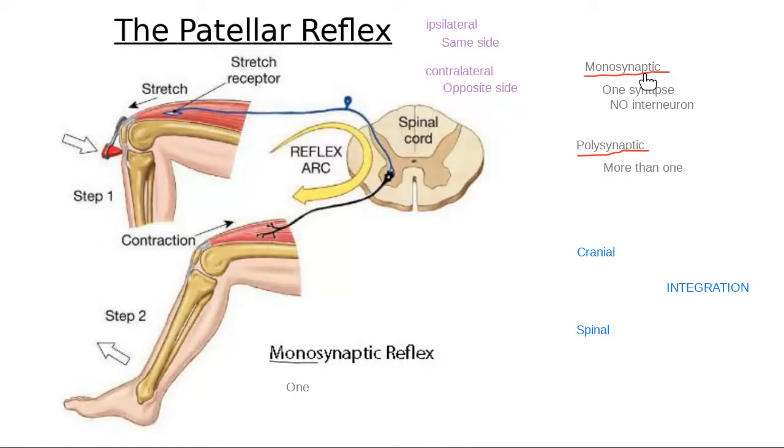Monosynaptic means that I have one synapse, one place where neurons talk to each other. Notice in this reflex, here's my sensory neuron. My sensory neuron comes in, goes down, and talks to my motor neuron right here. My motor neuron goes down and talks to the muscle. I have one synapse, or one place where neurons are talking to each other. That makes this a monosynaptic reflex.